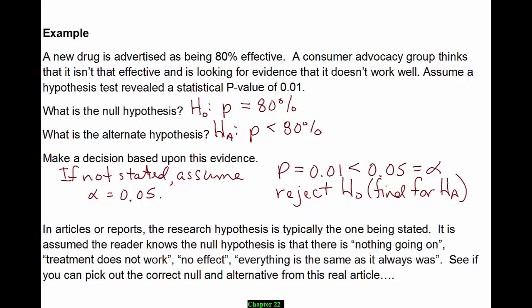Now, in articles or news reports, the research hypothesis is typically the one being stated. It's assumed that the reader knows the null hypothesis is that there's nothing going on, the treatment doesn't work, no effect, everything is the same as it always was, the groups are the same, etc. See if you can pick the correct null and alternative from this real article.